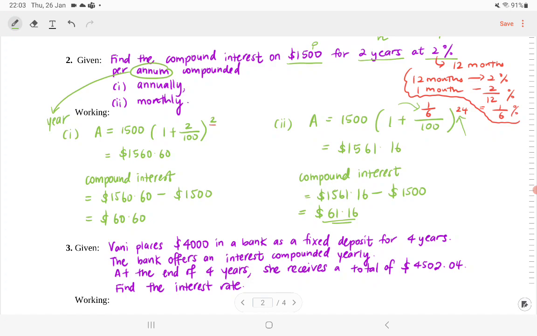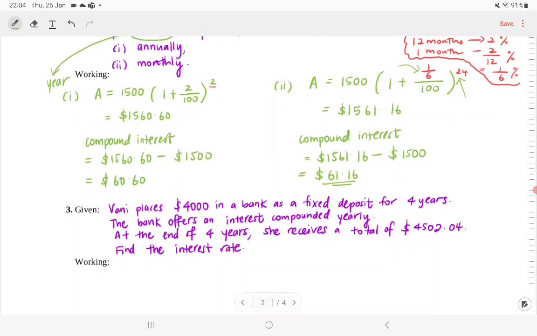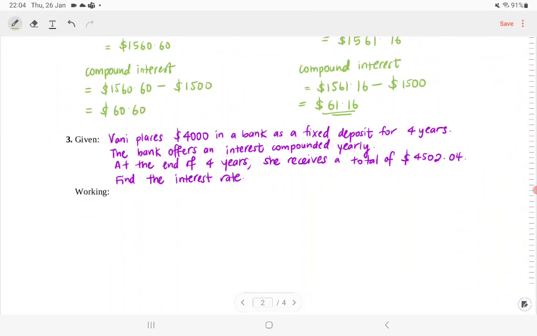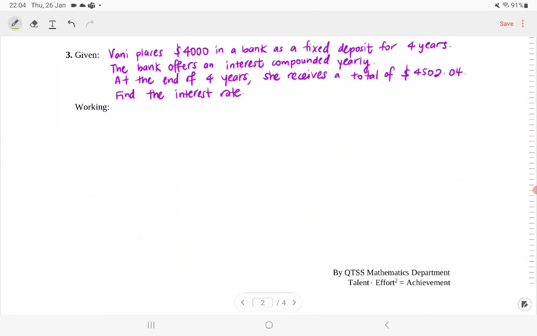So remember, if it's going to be compounded monthly, your interest rate you need to divide by the number of months, and your n you need to multiply by the number of months. So you can rewind and look at this example again. If not, you can pause and write down the complete working. If not, I am moving on to the third question.